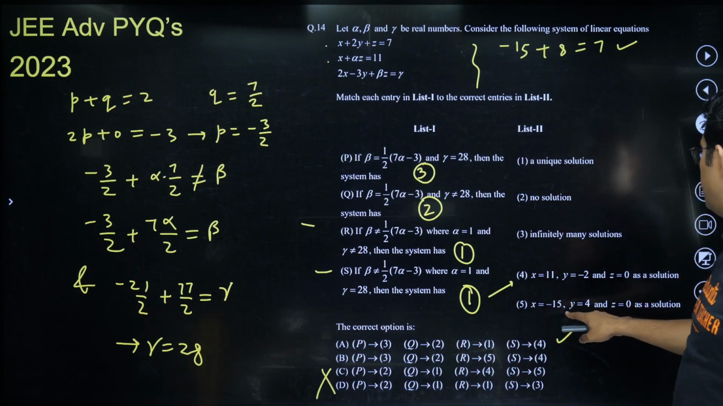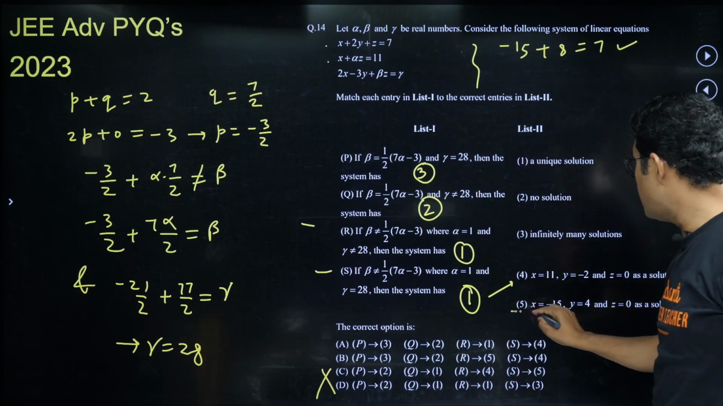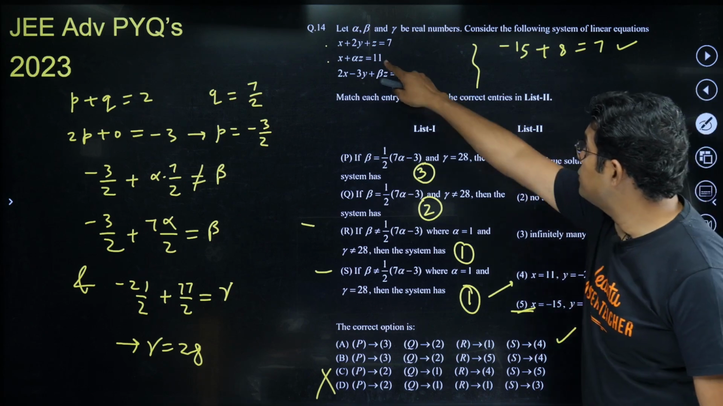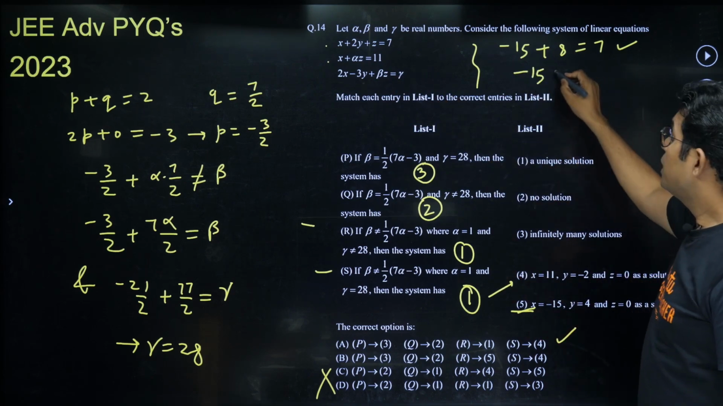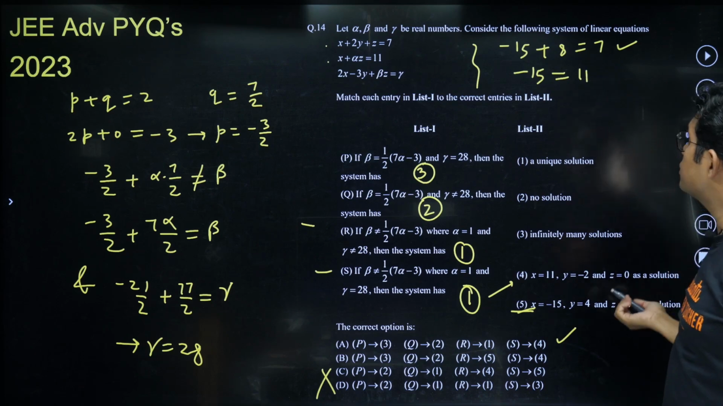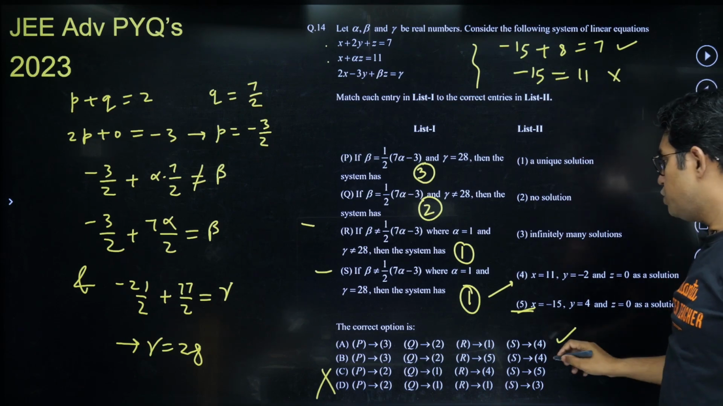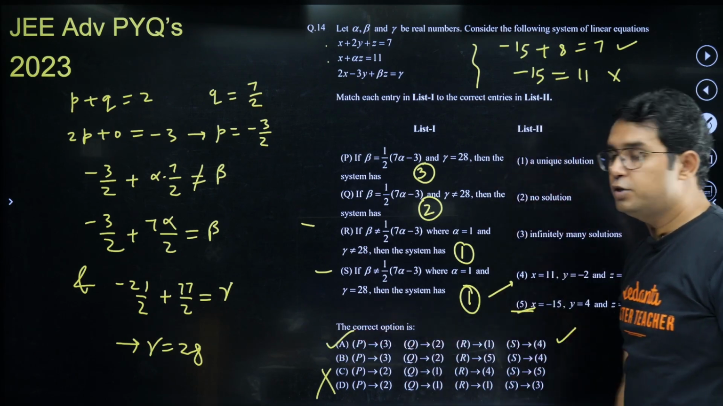And if you put which one? Minus 5. Yeah, I think we are talking about this thing. If you put it in this one, it will be minus 15 is equal to 11. I think this is not a solution. This is not a solution. So I think option A is correct for this question.